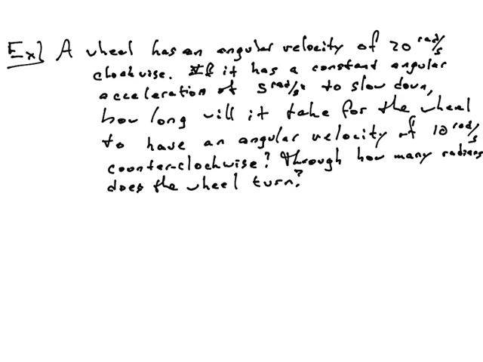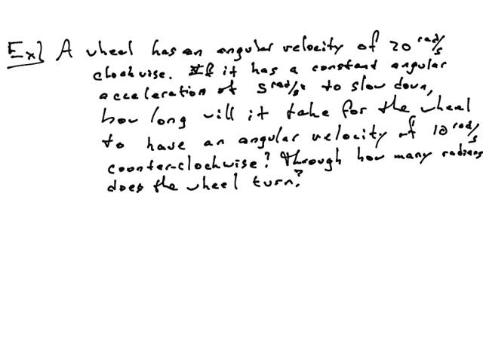It's currently spinning clockwise. You then flip a switch on the motor or whatever, which creates an acceleration to slow that wheel down. So in other words, the acceleration's in the other direction. Eventually, the wheel slows down to a stop and then starts speeding up in the other direction, the counterclockwise direction. And you want to know, how long does it take to go from 20 clockwise to 10 counterclockwise? And then, once you know that, you want to know, how many times does it spin? What's the angular displacement? Through how many radians does the wheel turn?